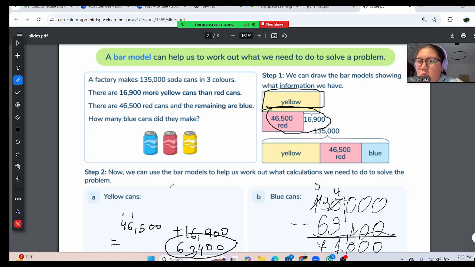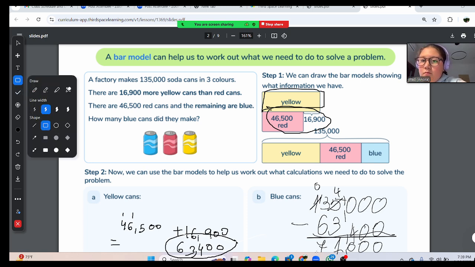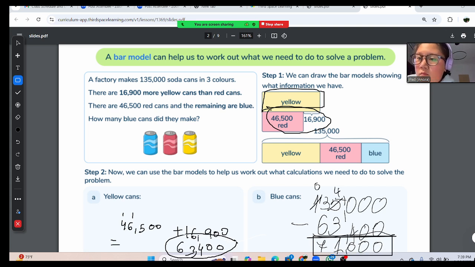Anything else? Division? Because you have to find blue cans, you subtracted the yellow from the total. What else do you need to subtract? The red. Exactly. Now from this value, you would subtract the red, right? Which is this.